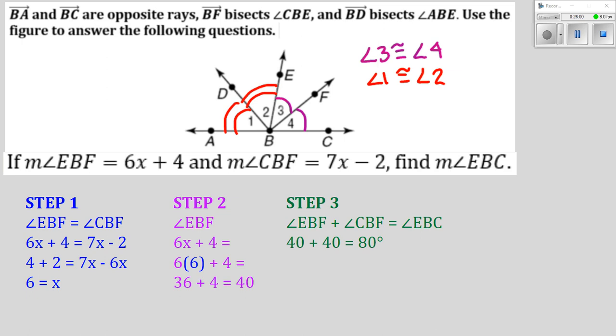So be careful. Again, there are clues here. If you get the word bisect, then something is going to be congruent to each other. And if they give you the measurements, find out where it fits in the diagram, how to set it up, solve, and boom. Okay, so pause if you need to pause, and once we're done, we'll move on.